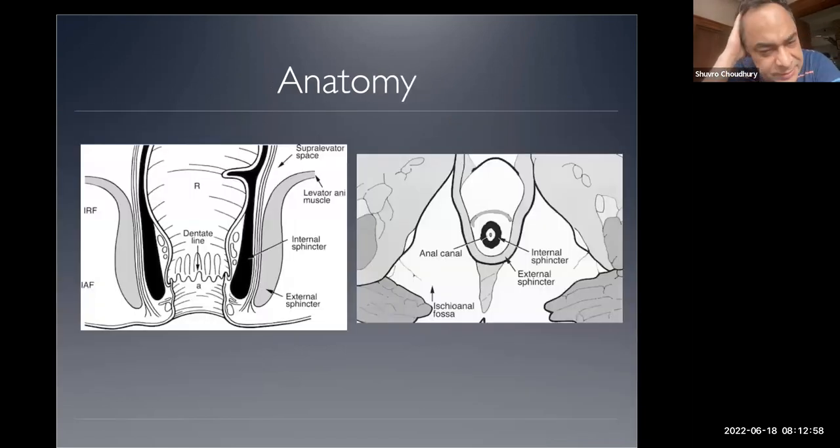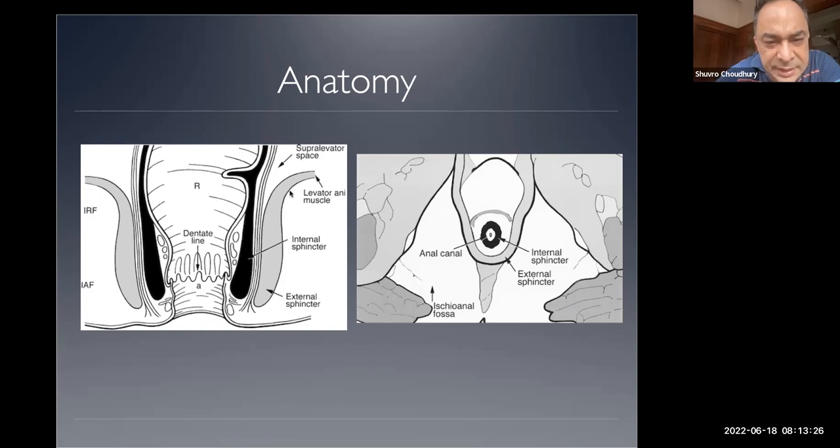So then I come to the anatomy, and I'm not trying to teach the converted, and this is something that you guys know very well. But I would still like to go through this anatomy. And I would just like to tell you that each of these is very well seen on the MRI. So if you look at the circular muscle of the rectum, the black is the circular muscle of the rectum, which continues down into the anal canal as the internal sphincter, right?